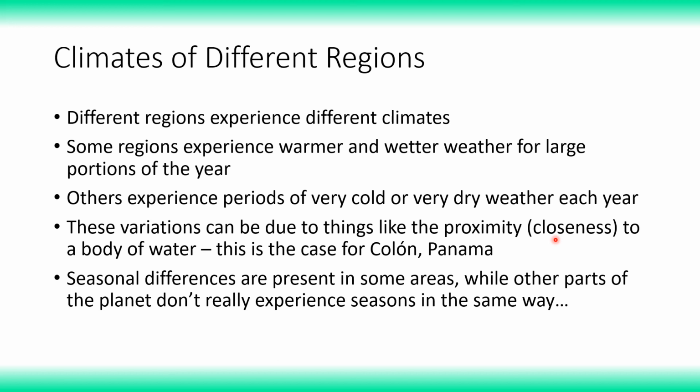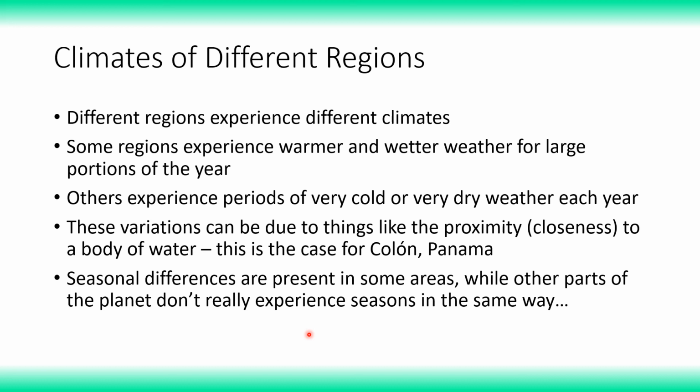But there are also seasonal differences, and not every part of the planet experiences seasons in the same way. For example, you'll have areas near the tropics, which we'll discuss in the next lesson, which don't really experience winter and summer, like cold and hot. They experience more of a rainy season and a dry season. And sure, maybe the temperature changes a little bit, but really not that much. It's mostly that the humidity changes and the amount of precipitation changes, but most other things don't.